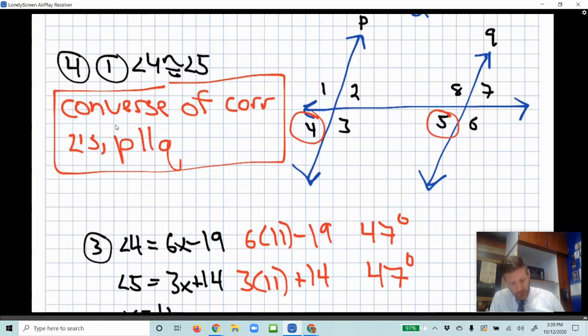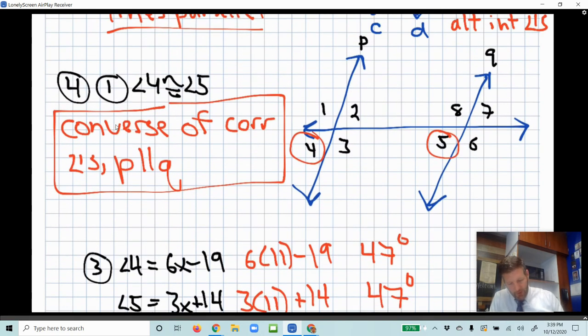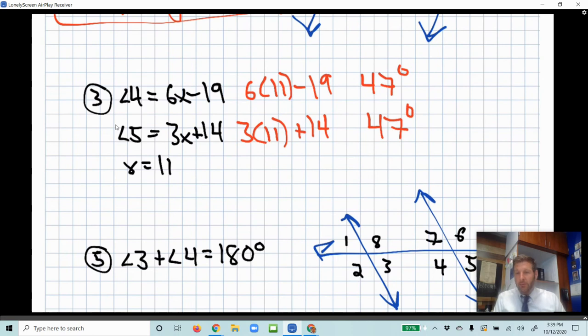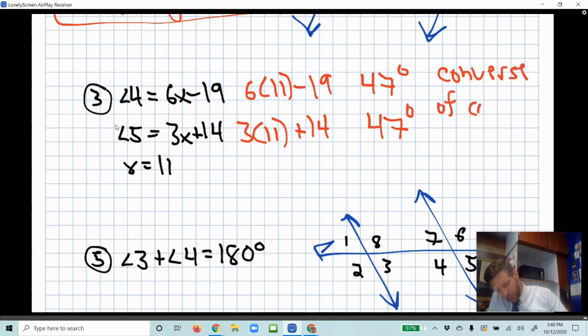Well, let's go back and look up at our picture. Well, 4 and 5 are corresponding angles. So it's actually the same as number 1. They must be congruent. Again, did we learn that corresponding angles are congruent? Yes, they're not supplementary. So it's actually going to be the exact same thing I put on number 1, so that by the converse of corresponding angles, let's do that a little neater, P is parallel to Q.